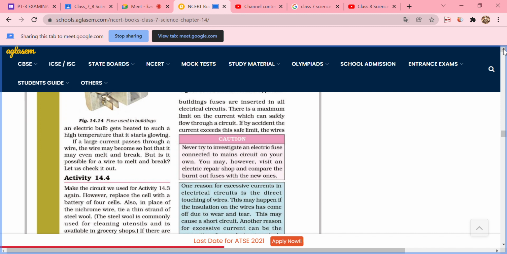So what is it actually? When a considerable amount of electrical energy is passing through a circuit and the melting point of the metal is low, what will happen? It will start to melt and break. So that has been told here.